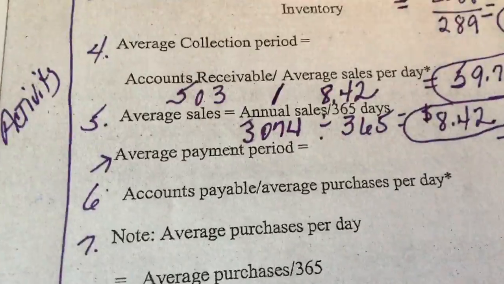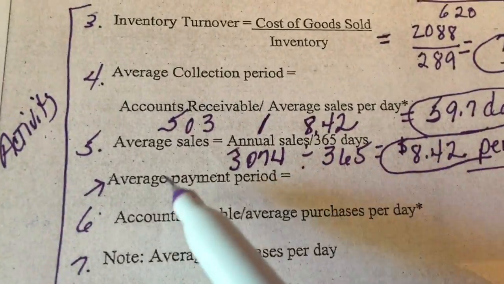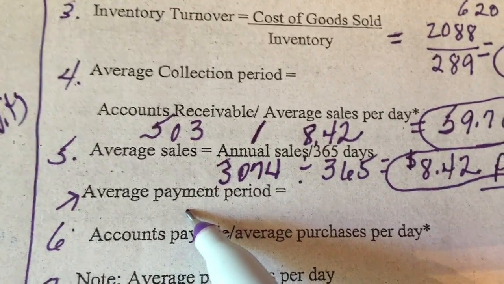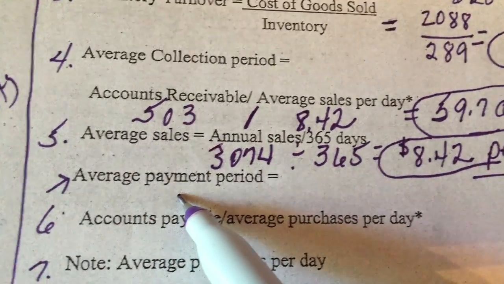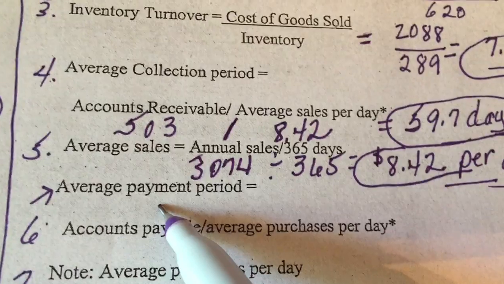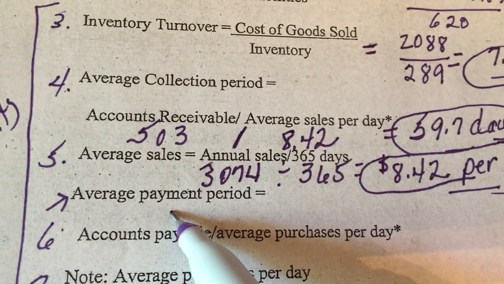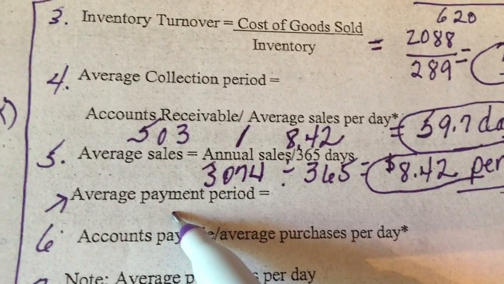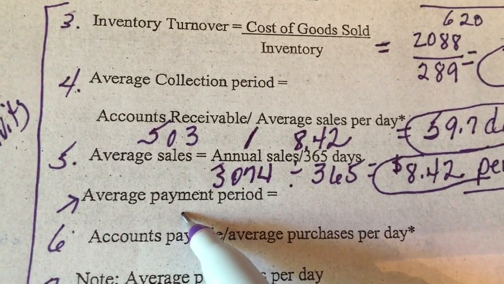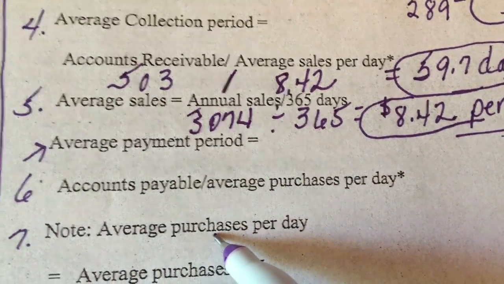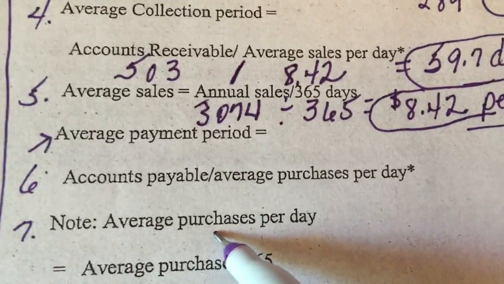Now, the next one is average payment period. So in this one, we're looking at how long is it taking us to pay our accounts payable. In other words, when we purchase something from someone to resell perhaps, how long is it taking us to pay it? Now, again, this is one where you have to do the second part first. So let's do number 7 first.